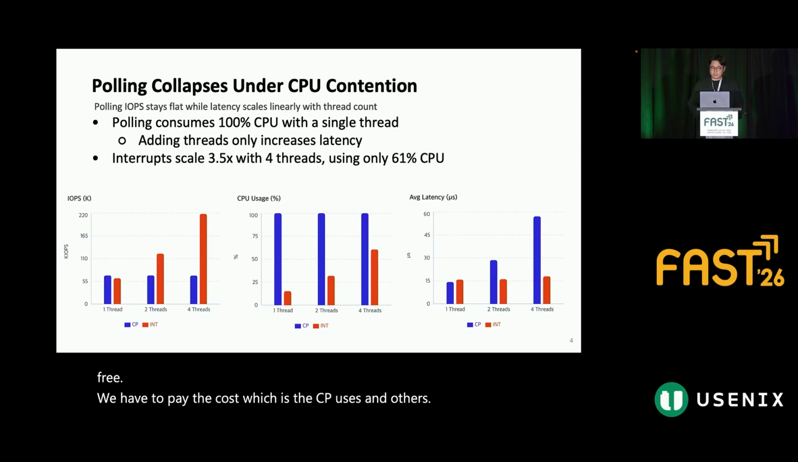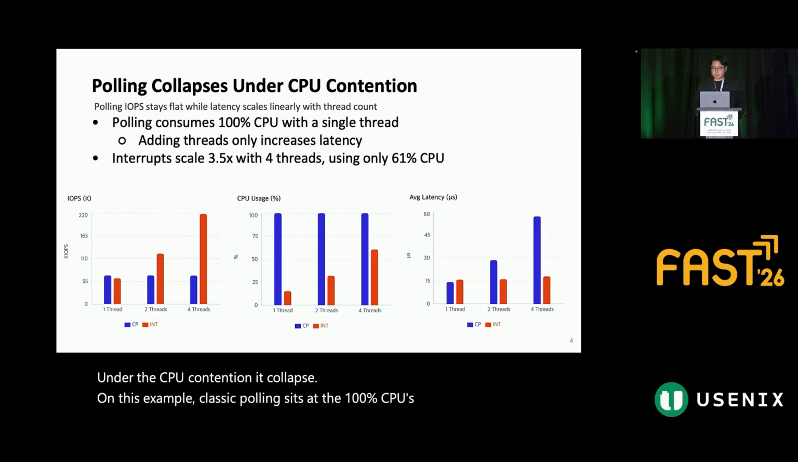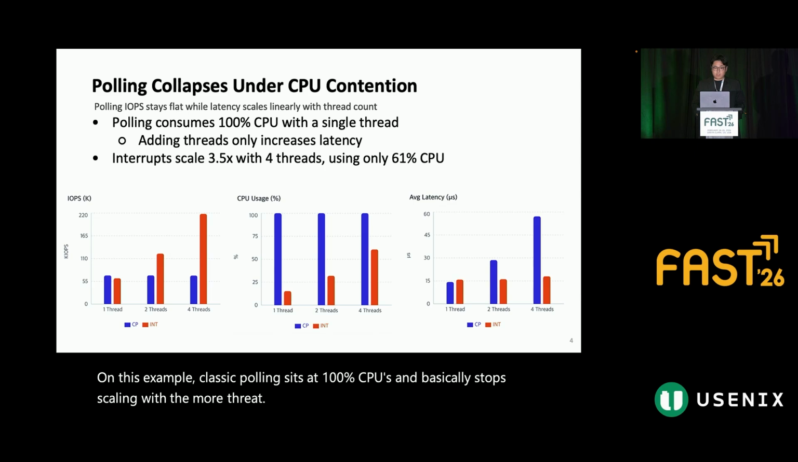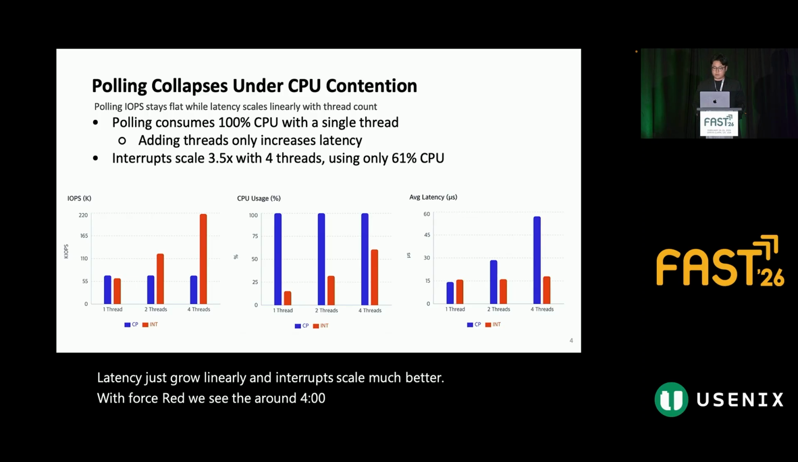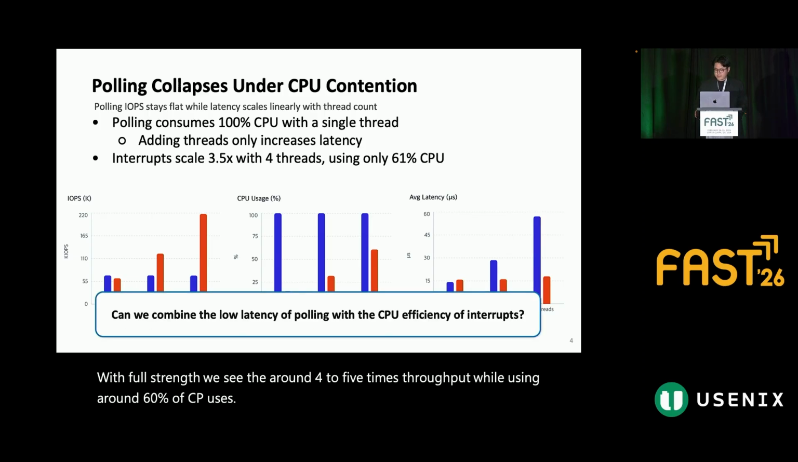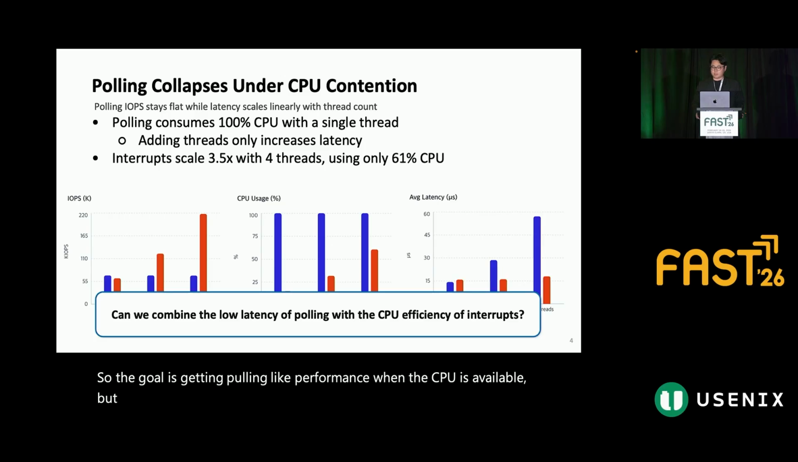Pure polling burns the CPU core. Under CPU contention, it collapses. In this example, classic polling sits at 100% CPU usage and basically stops scaling with more threads. Latency just grows linearly, and interrupts scale much better. With 4 threads, we see around 4.5 times throughput while using around 60% CPU usage. So the goal is getting polling-like performance when the CPU is available, but not melting down when the CPU is oversubscribed.